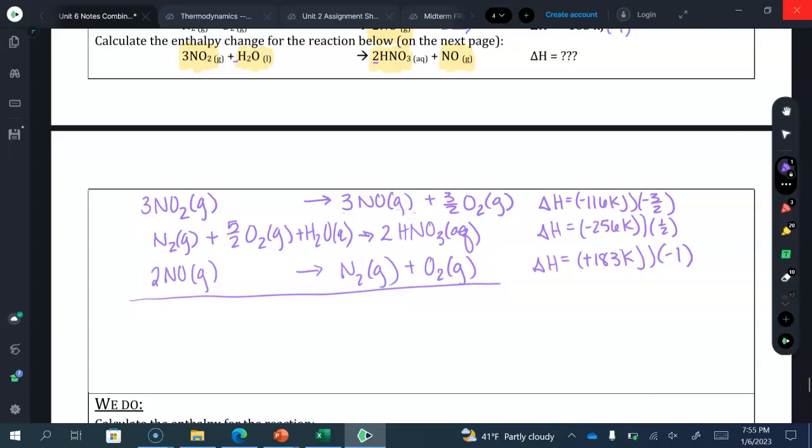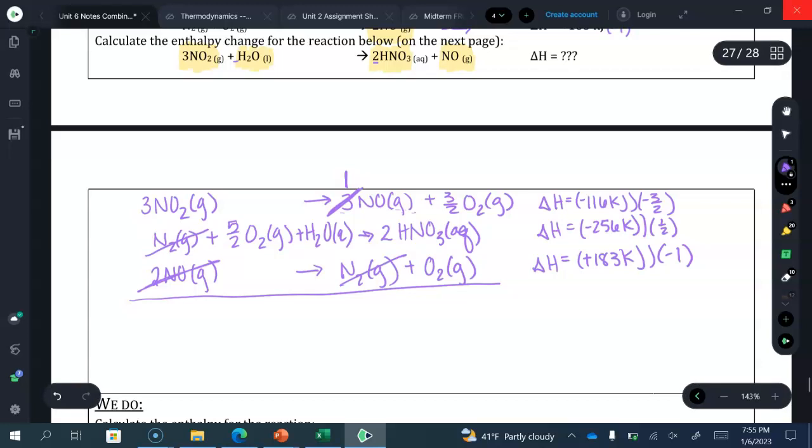So I'm going to look at the nitrogen dioxide. I don't have it anywhere else, so I'm just going to carry it down. And actually, I should cancel what's on both sides of the reaction, right? So nitrogen monoxide cancels one of these. So I still have one. I have nitrogen gas that cancels. Ooh, look, that goes away.